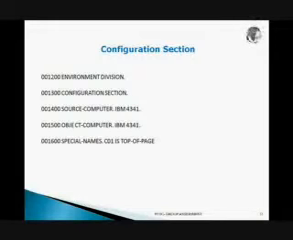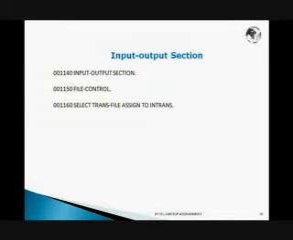The next is the input-output section. It contains information regarding the files to be used in the program, and it consists of two paragraphs. They are file control and I/O control. In file control, the files used in the program are identified. I/O control specifies when checkpoints are to be taken and the storage areas that are shared by different files.